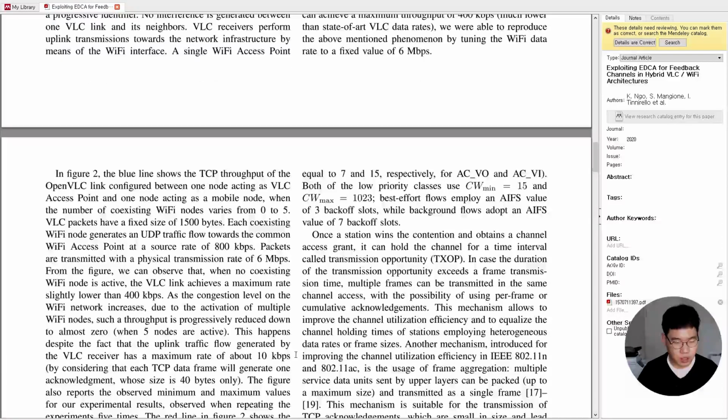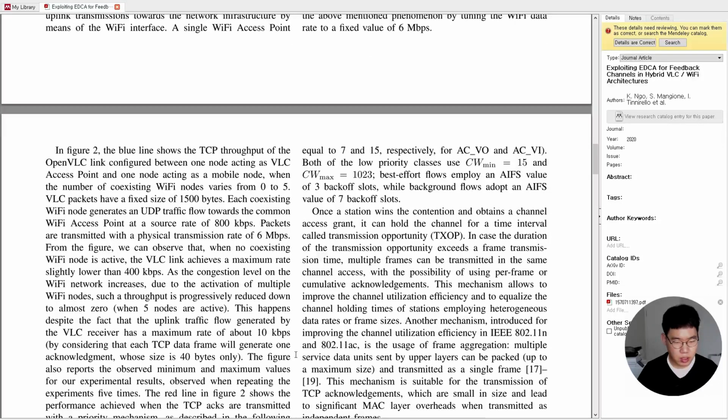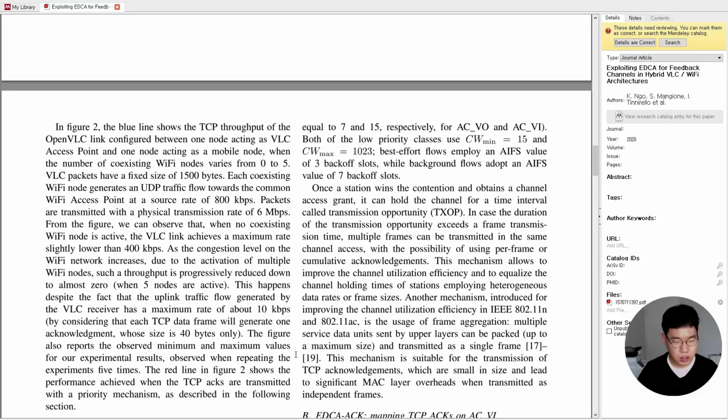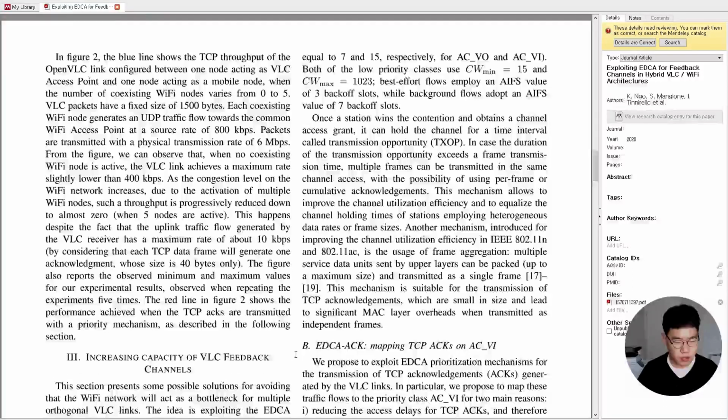The figure also reports the observed minimum and maximum values for our experimental results, observed when repeating the experiment 5 times. The red line in Figure 2 shows the performance achieved when the TCP ACKs are transmitted with the priority mechanisms, as described in the following section.